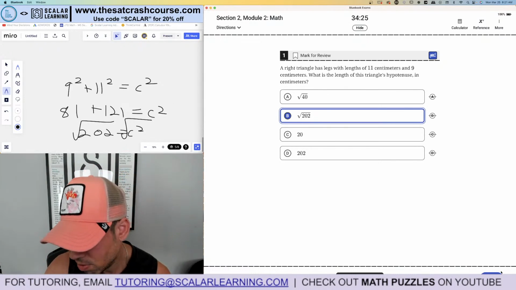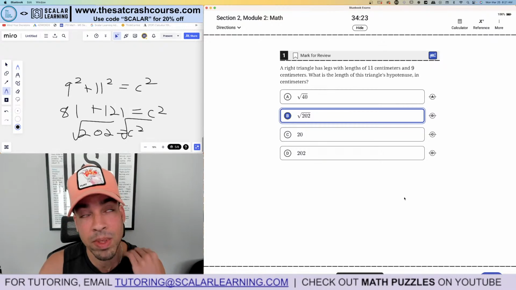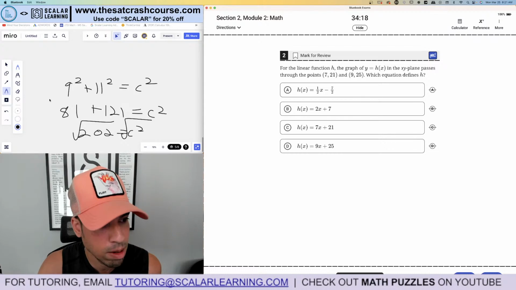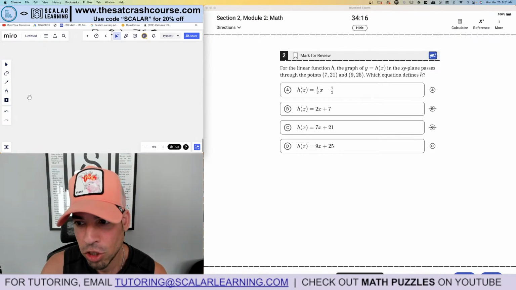Now, if it could have been simplified, they would have put the simplified version and not this one as well. So it has to be that. Boom, done. Okay, for the linear function graphed in the xy-plane that passes through the point 7, which equation defines it?